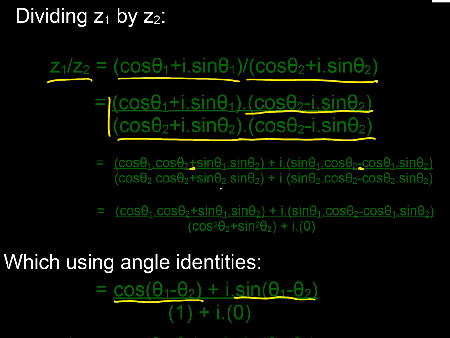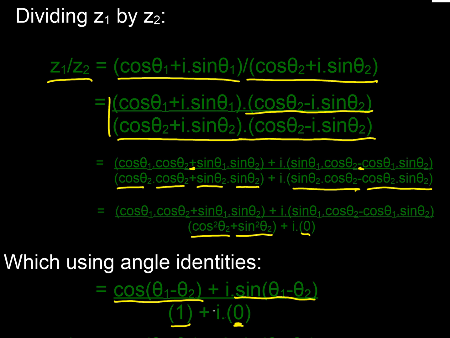Well, in our conjugate multiplication, we're getting cos theta 2 times cos theta 2 plus sine theta 2 times sine theta 2, which of course is cos squared theta 2 plus sine squared theta 2. And we know there's an identity for that: cos squared plus sine squared, through Pythagoras, equals 1. Look at the imaginary part, we've got sine theta 2 cos theta 2, take away cos theta 2 sine theta 2, so that's going to be 0, isn't it? And that's what we wanted to do, we wanted to get rid of the imaginary part.